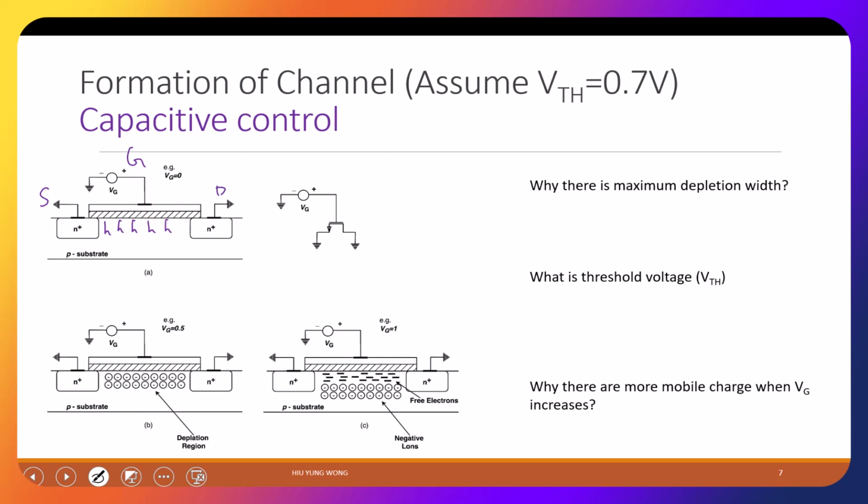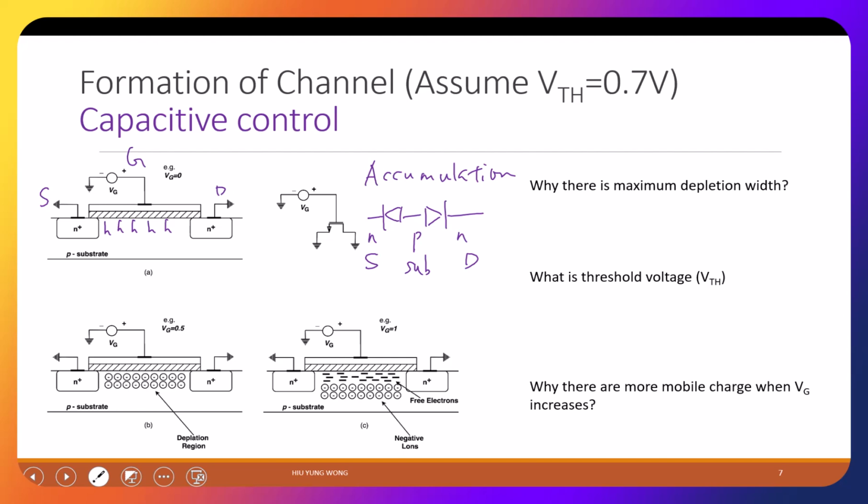This is called accumulation. This is the regime called accumulation. Why? Because I accumulate a lot of hole on the top. Will I get any current? No, right? Because then I'm just having a PNP, I mean back-to-back connected diode. This is N, this is P, this is N. So this is source, this is drain, this is the substrate. You're not going to get any current in this regime. Make sense?